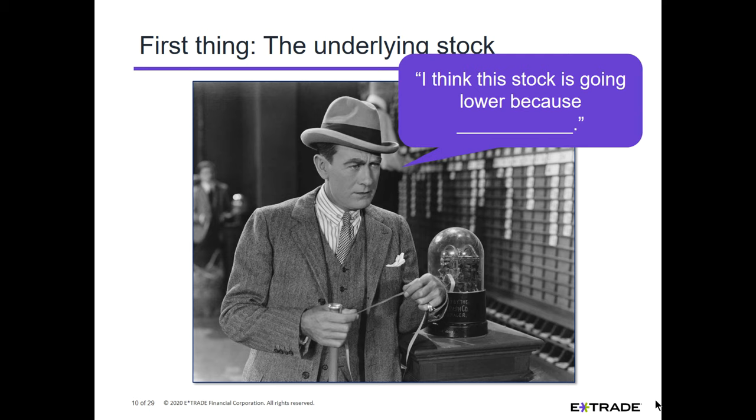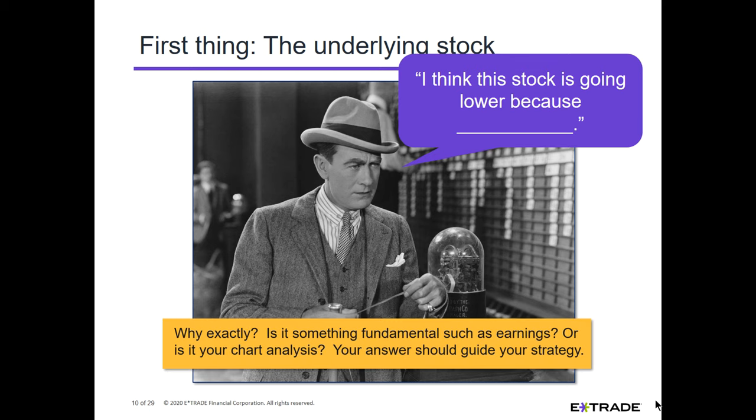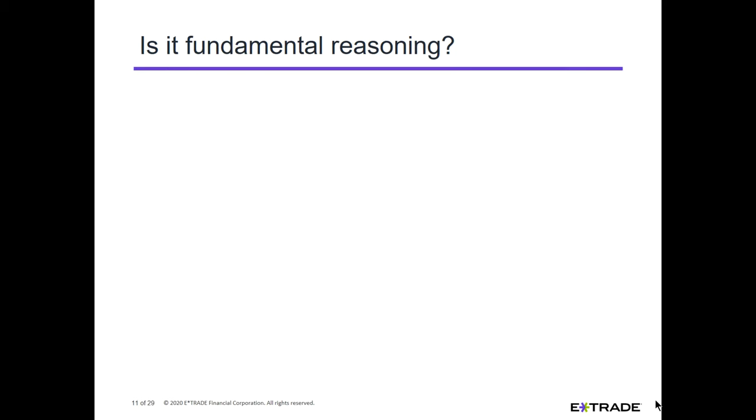You think the stock's going lower. Why? Because the why is the first step in how you think about your strategy. Is it something fundamental, like an earnings report? Many option traders are attracted to earnings periods because of the volatility that's present. Or is it something on the chart? Whatever your answer is, that's got to be part of the backdrop of how you think about this trade. So let me just sort of give you a couple, four instances of what I mean.